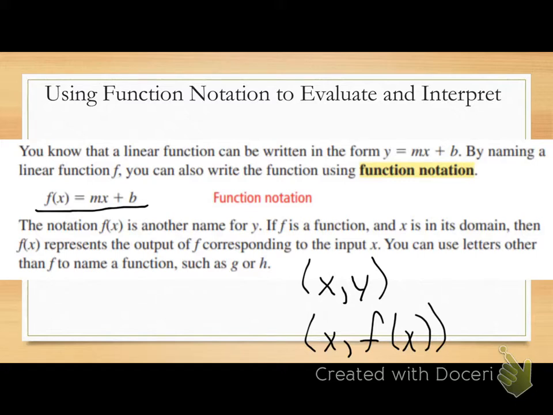Last part of this, you can use letters other than f to name a function, such as g or h. So we could say g of x, or we could have h of x. We could see g of t, h of s. We could see all sorts of letters in there. Okay? Everyone knows how to say it, though. Say it again. F of x. Very good. Any questions so far about function notation? Can I move on? Okay.